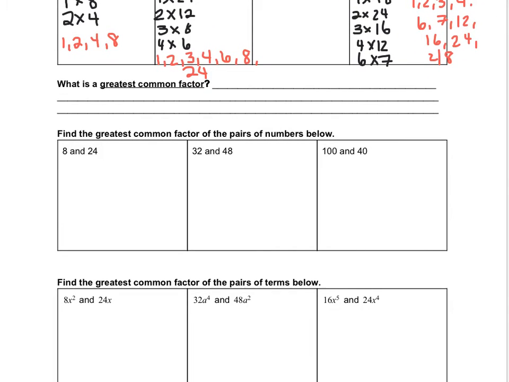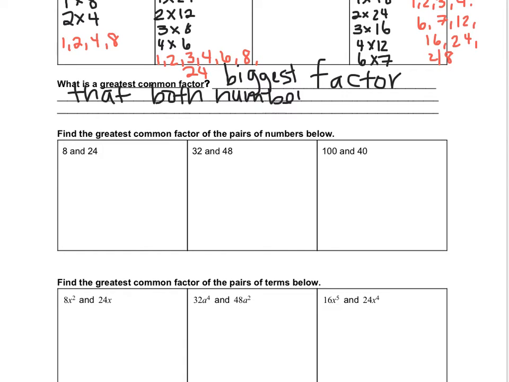Now let's talk about greatest common factor. Greatest common factor is the biggest factor that both numbers have.